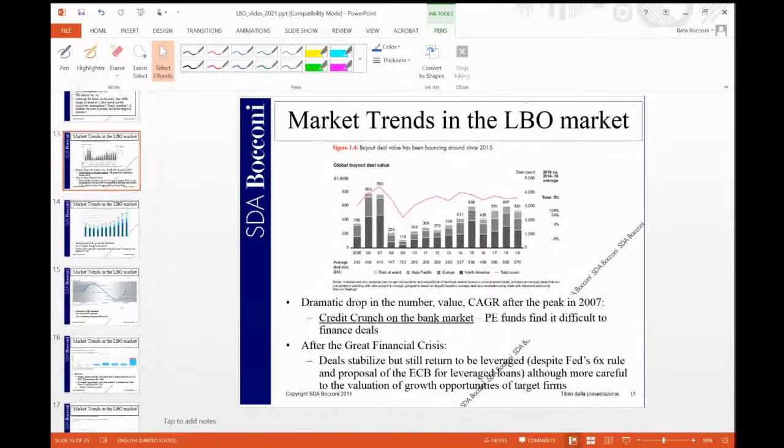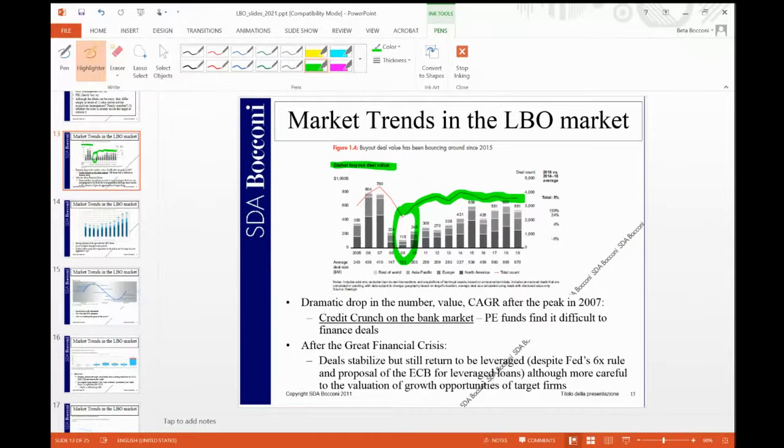The other one is the volumes. The volumes, in terms of global volume of buyout at the global level, you can see that starting from essentially the trough peak of the great financial crisis, the situation has rebounded quite rapidly and is now pretty stable. So the volumes of LBOs are pretty stable.